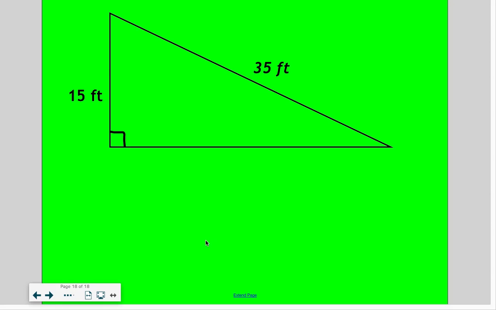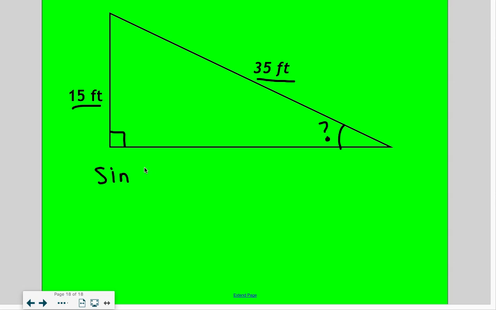All right, very last one. You can see we're on page 18 of 18 here. So if I have this, and let's say I want to know what that is. If I'm trying to find an angle, then what I'm going to notice is this is from the angle, this is my opposite side, and this is my hypotenuse. So because of that, I'm going to use sine. I would say sine of, let's just call it theta, equals my opposite side over hypotenuse.